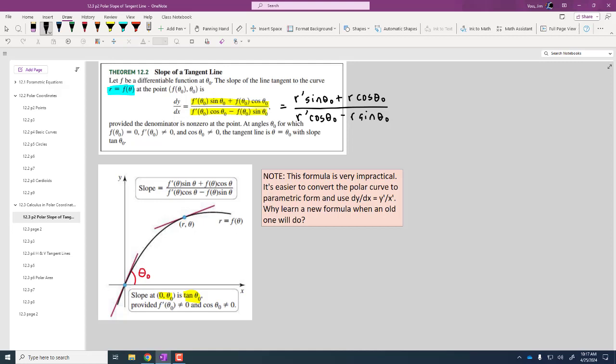But if you're going to evaluate this whole thing at theta naught, here's how I would write it. R equals, at theta equals theta naught. And then you're going to plug theta naught in here. You're going to plug theta naught in everywhere. But that's the idea. Now, if we're at the origin, the r value is 0.